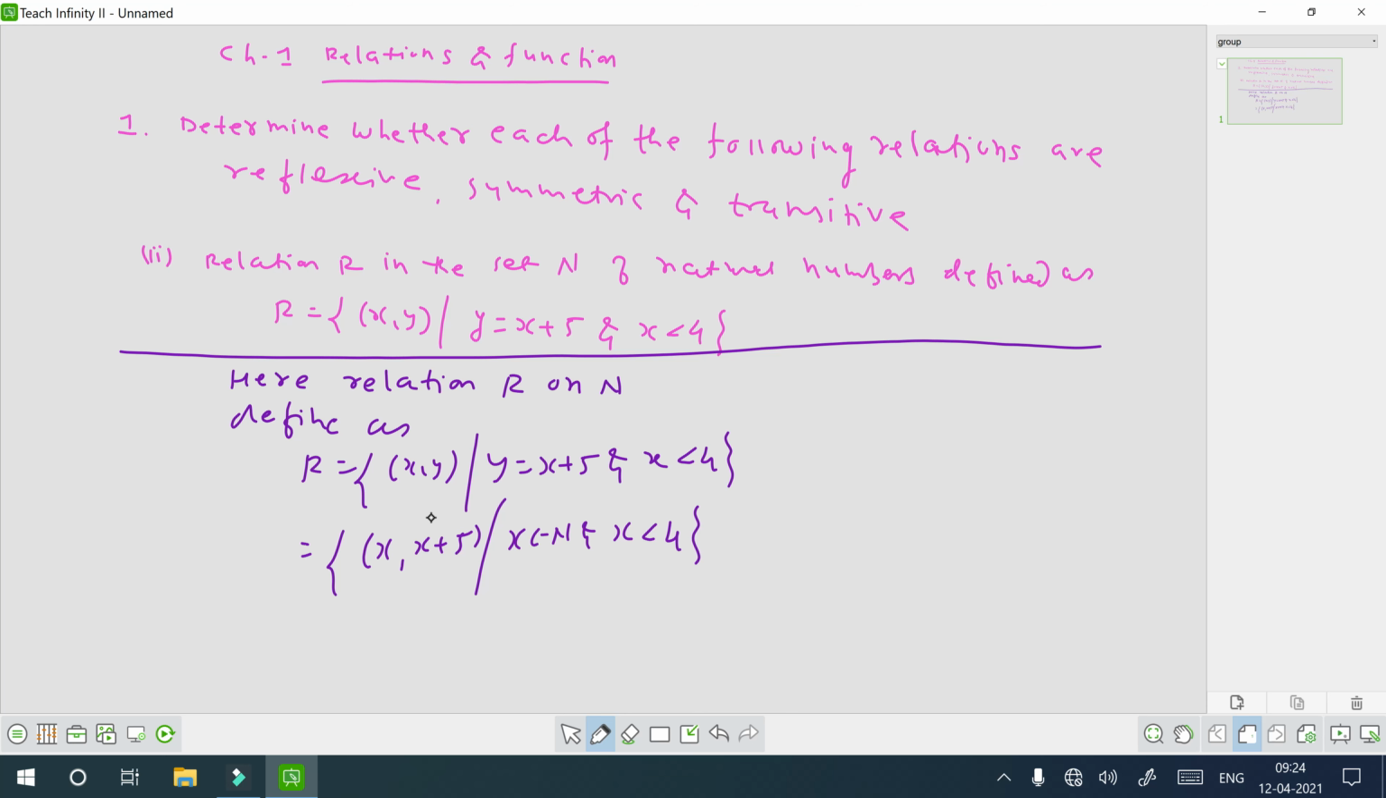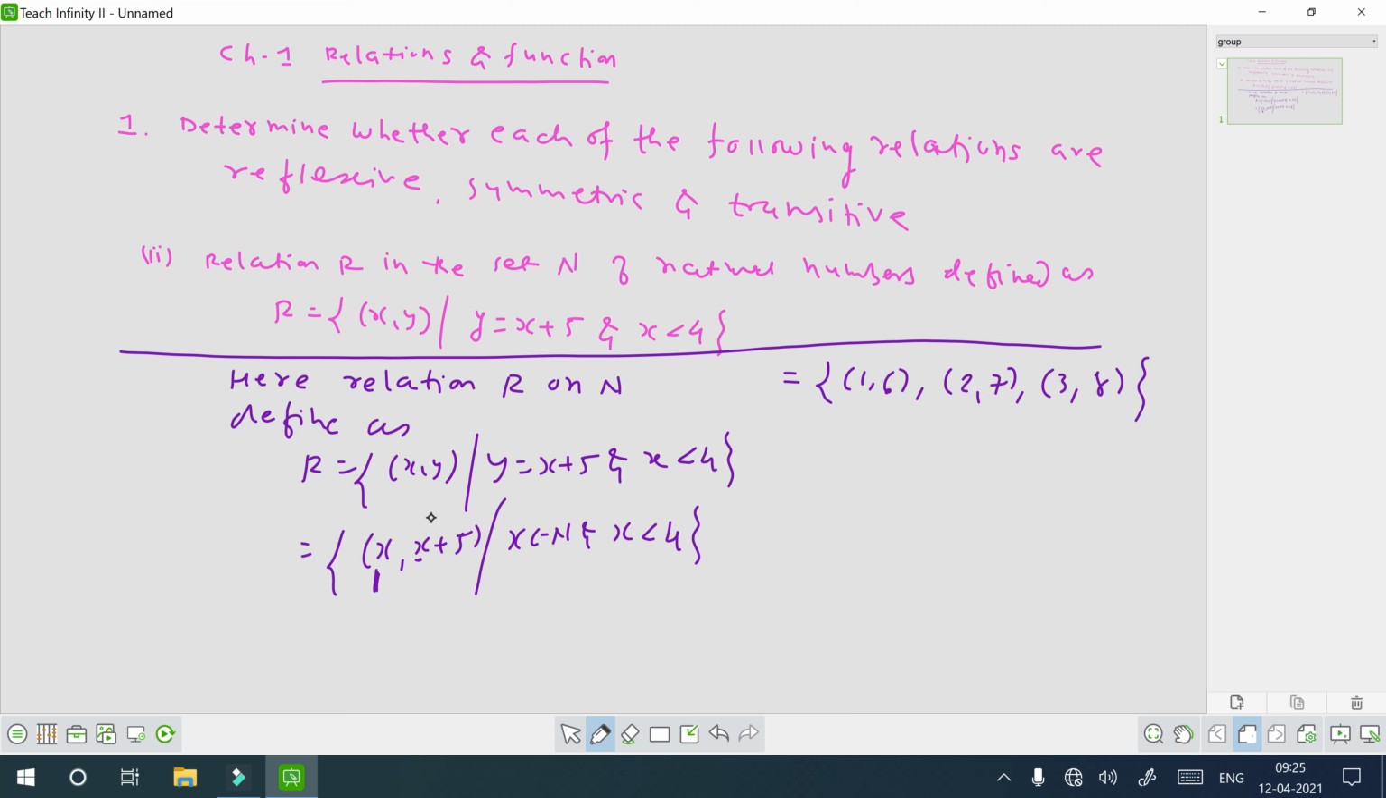Clear? So how do we write it in set notation form? Please see here. If I take 1, of course 1 in N, we have to take x as 1, 2, 3. Why? Because x is less than 4. If I take x equal to 1, put it here, what do you get? 1, 6. Take x equal to 2 here. What do we get? 2 plus 5, that is 7. If I take 3 plus 5, that comes out 8. We cannot take x equal to 4. Clear?